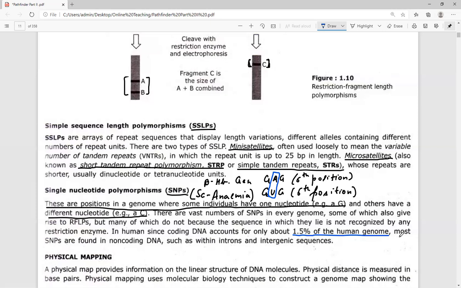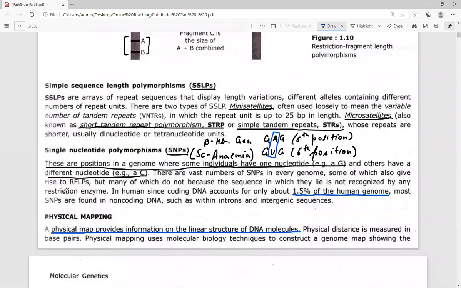Now, physical mapping. What do you mean by physical maps? A physical map provides information on the linear structure of the DNA molecule. So what is the linear structure of the DNA molecule? How the DNA molecule is arranged, that type of map which is made is referred to as a physical map. Physical distance is always measured in terms of base pair. Physical distance हमेशा base pair के terms में measure की जाती है.